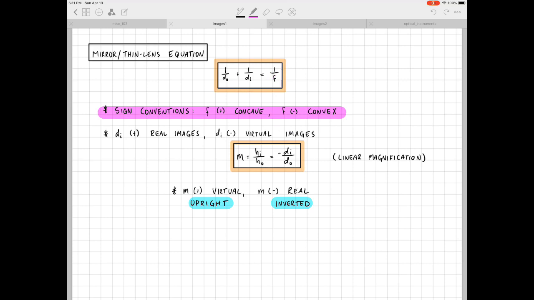The other thing is that when you get images, the image distance for a real image is going to be positive, and the image distance for a virtual image is going to be negative. And so you can use that one of two ways. You can use the thin lens equation to solve for an image distance, and if you get it to be positive, immediately you know the image is real. Or if the image distance comes out negative, immediately you know it's a virtual image.